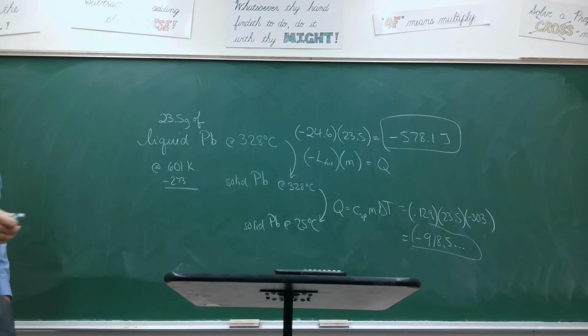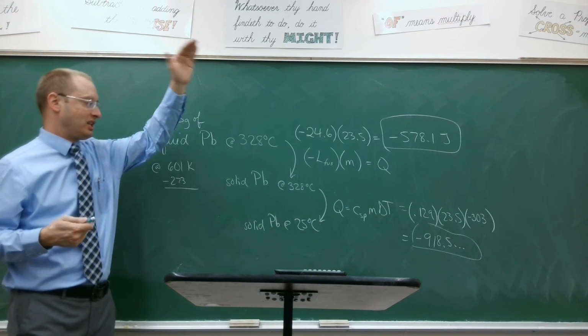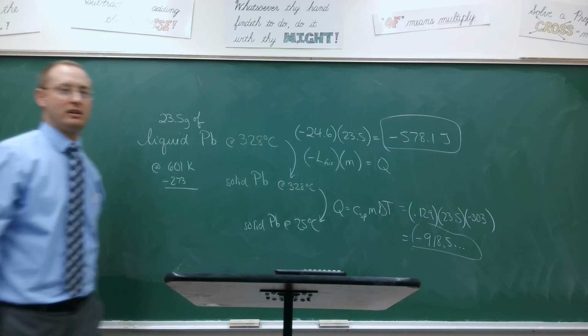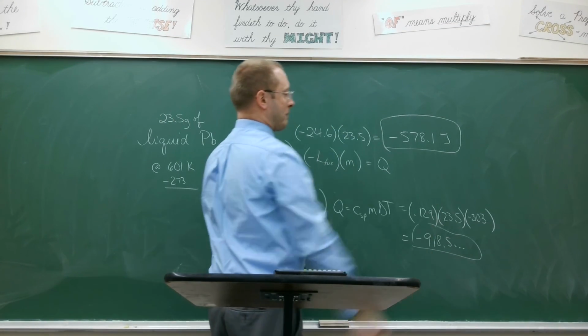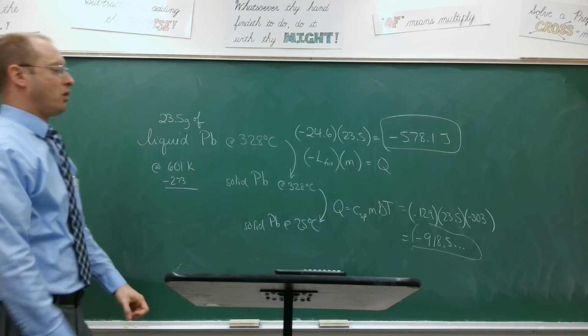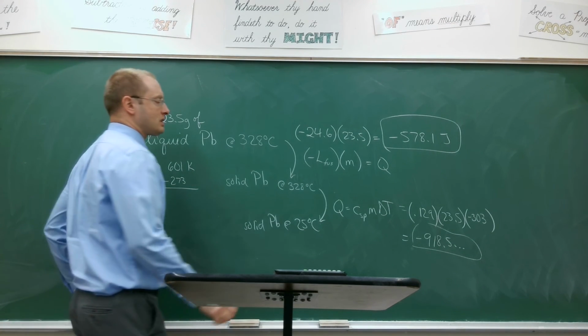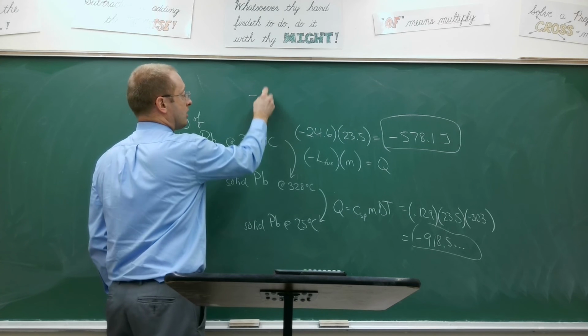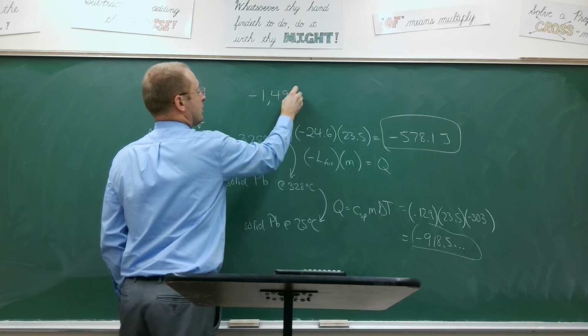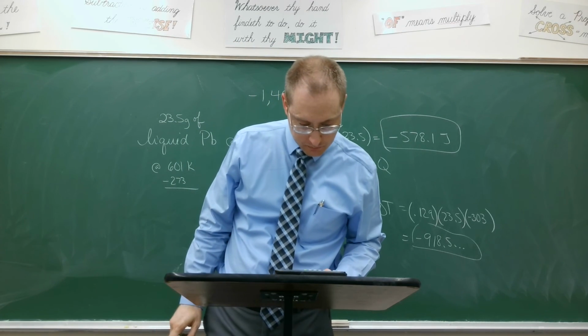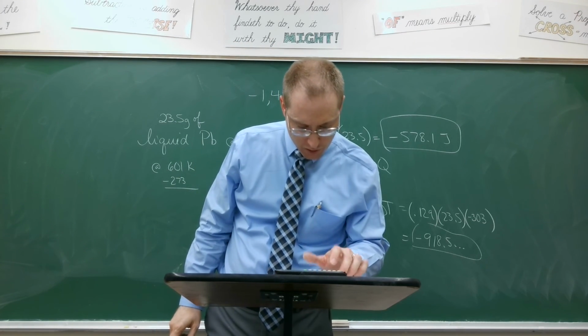So how much heat must be removed from the liquid lead at the melting point to get it down to room temperature as a solid lead? Class, what do we do? Add the two amounts together. Negative 578.1, negative 918.5, ends up giving us negative 1,496.6445. All right, how many sig figs in this problem? 3, 3.